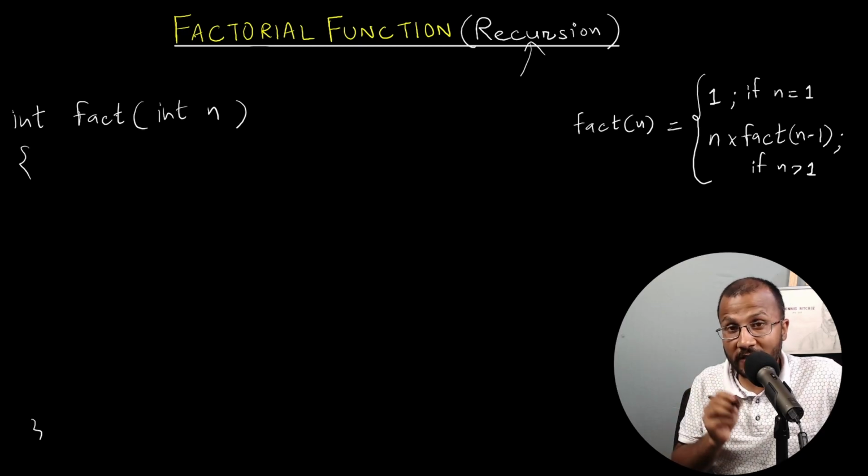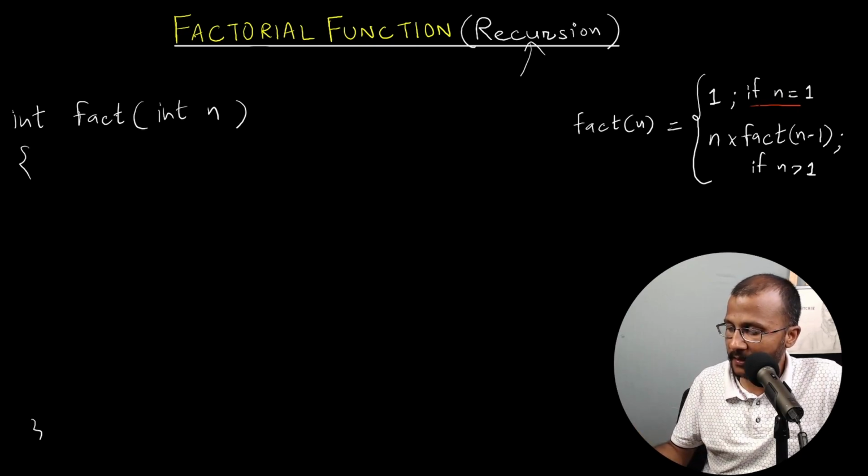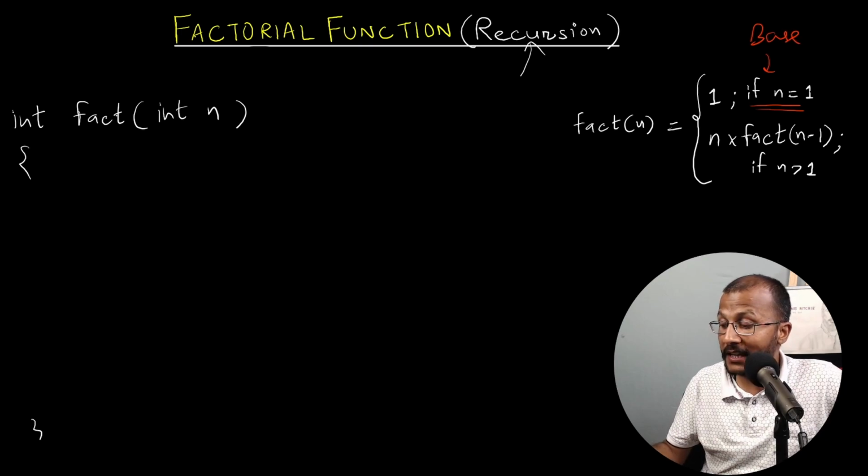Okay, so first of all, we need to write down the code for the base condition. We have already noted down the base condition. The base condition is this: whenever n is 1, okay, this is the base condition. Whenever n is 1, 1 factorial is how much? 1. Okay, because we know that 1 factorial is always 1.